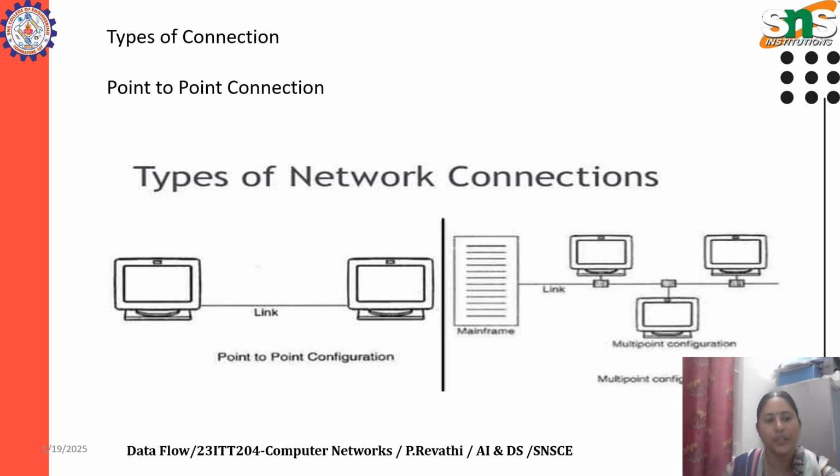Flexibility. Multi-point connections are more flexible than point-to-point connections because they allow multiple devices to communicate with each other over the same link. This makes them suitable for applications that require collaboration or coordination between multiple devices. Increased efficiency. Multi-point connections can improve network efficiency by allowing multiple devices to transmit data simultaneously. This reduces the chances of network congestion and improves overall network performance.